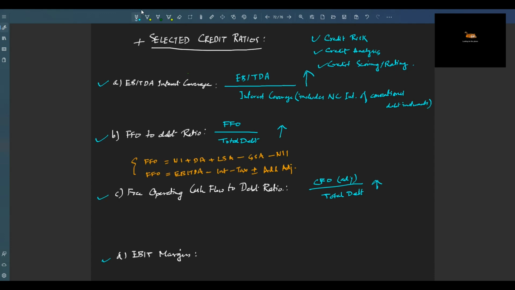EBIT margin. EBIT margin is very simple, friends. EBIT divided by sales or revenue. What do we want this number to be, guys? We want this number to be high, obviously.